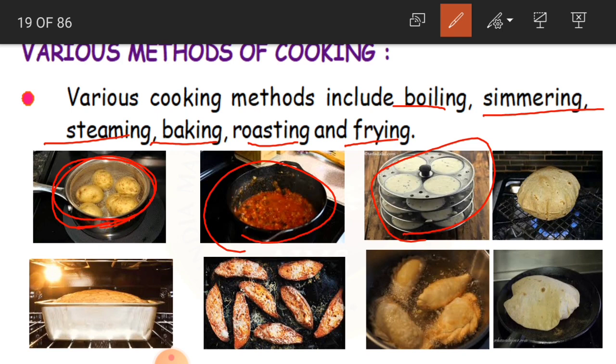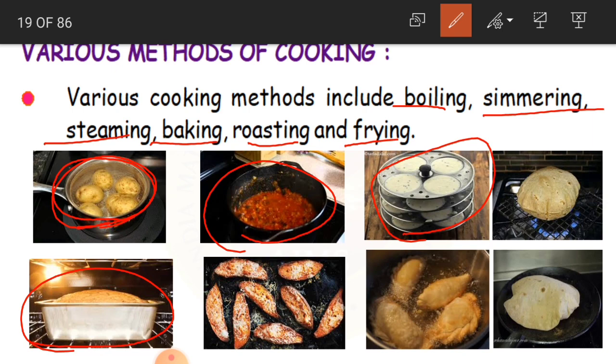Okay, we didn't boil that. We just gave the steam. With the help of the steam, idlis are prepared. Okay, children, this method is known as steaming. And now baking. See here, cake.